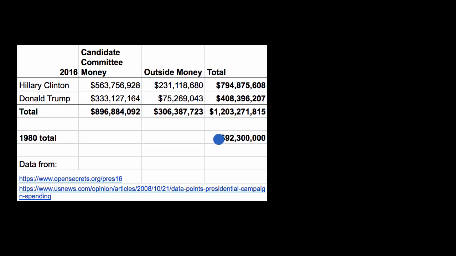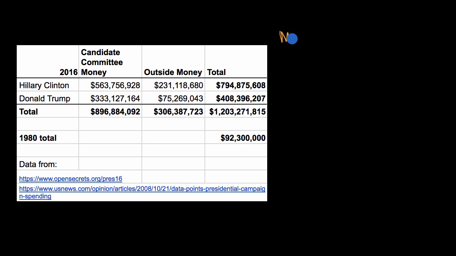In 1980, the total was $92 million. It's more than a 12-fold increase. And even if you were to adjust for inflation, which these numbers are not, but even if you did, you would see a several-fold increase in the cost of a campaign. So when you look at these types of numbers, there's a couple of interesting questions that come up.